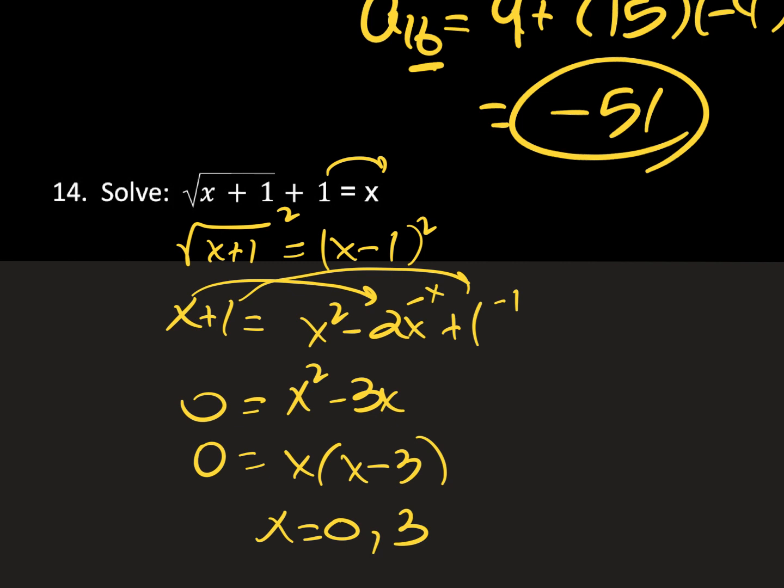Plug them back in, both of them. If I plug in 0 right here, that'd be 0 plus 1 is 1, not 0. That won't work. Plug in the 3, and 3 plus 1 is 4, square root is 2, plus 1 is 3. Yep, 3 does work. All right.